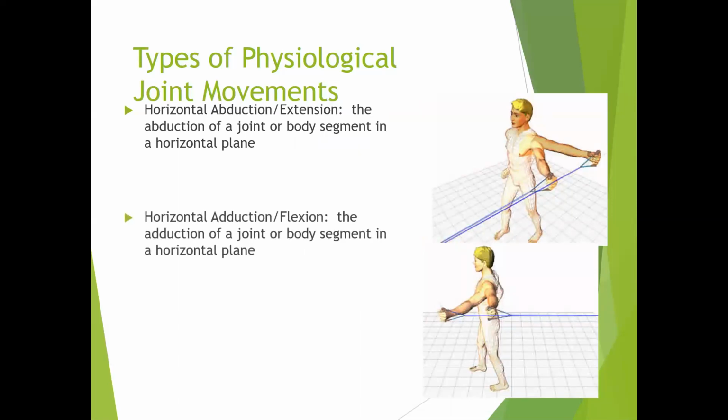Last few. Horizontal abduction, or extension, is the abduction of a joint or body segment in the horizontal plane. Horizontal adduction, or flexion, is the adduction of a joint or body segment in the horizontal plane. Kind of makes sense, right? It's basically abduction, adduction, just with horizontal in front of it. Guess what it means? It means that you're moving in the horizontal plane, okay?